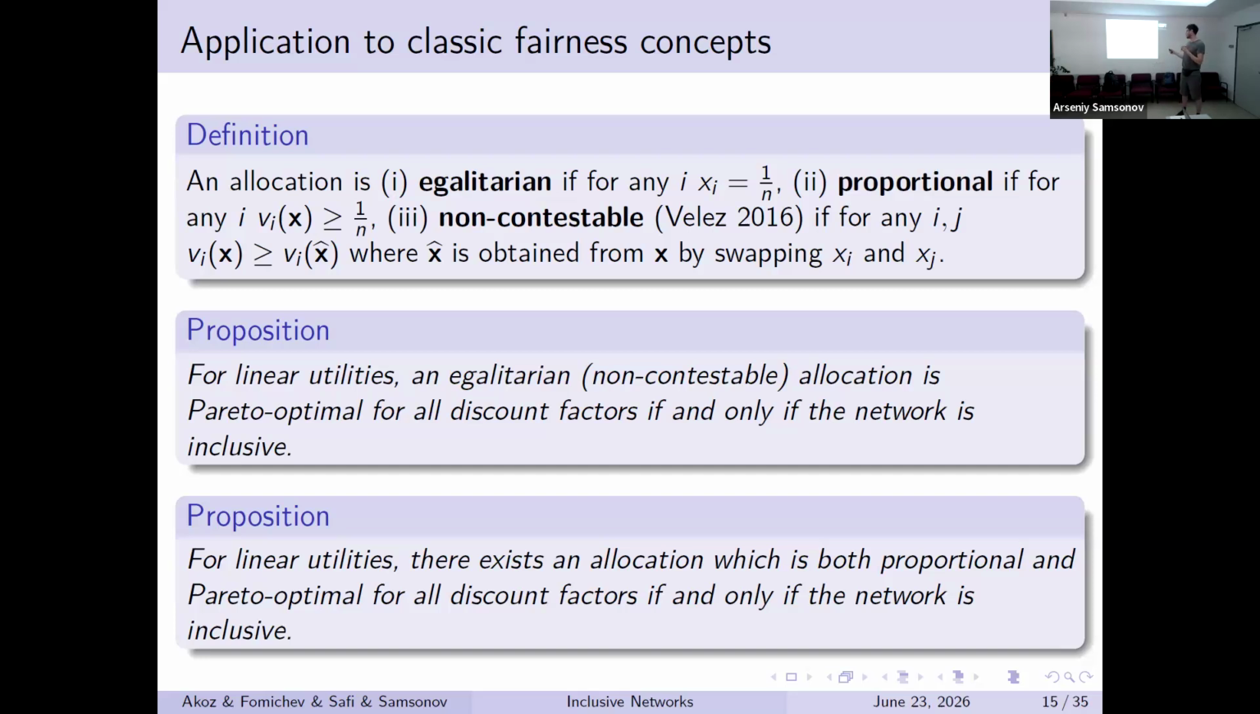Right. So, one possibility result is that you have linear utilities. We can have something which is actually more of an impossibility result rather than possibility. So, like with proportionality, we have the same. We can have something which is proportional and Pareto efficient for all these count factors if and only if the network is inclusive.